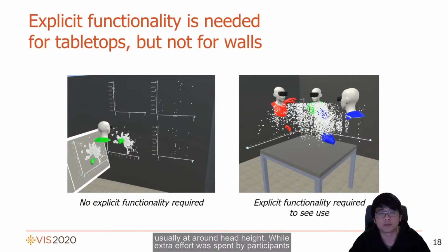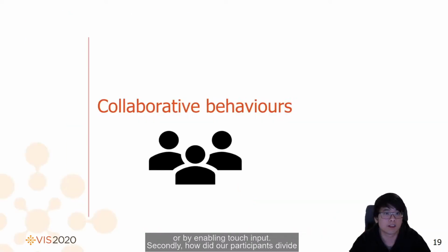While extra effort was spent by participants to properly utilize the walls for both analysis and presentation, participants were not willing to do so for the table. This suggests that it's simply not enough to provide a designated shared tabletop workspace, with there needing to be some express purpose and/or functionality for its existence, be it an alternative authoring interface or by enabling touch input.